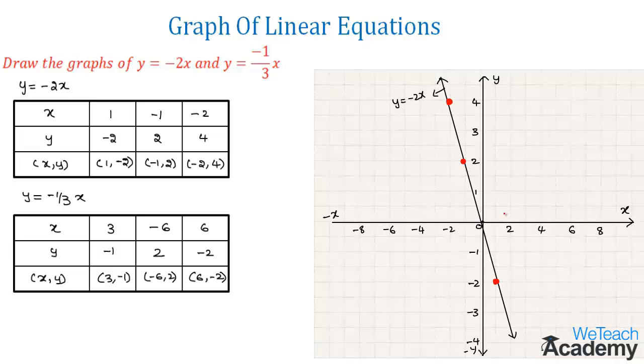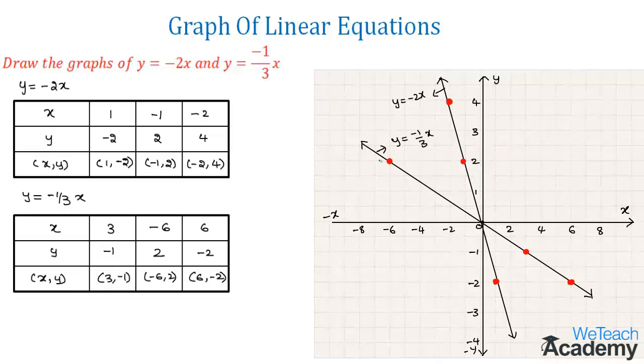And now let us mark the points of the other equation, y is equal to minus 1 by 3x. Here we have the first ordered pair as 3 comma minus 1, a point in the fourth quadrant somewhere here. Then the next ordered pair is minus 6 comma 2, so let us mark a point over here. Now let us mark a point for the ordered pair 6 comma minus 2, a point in the fourth quadrant. By joining all these points we get a straight line for y is equal to minus 1 by 3x.